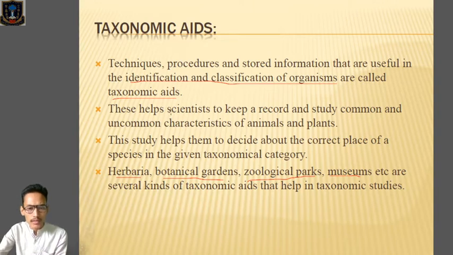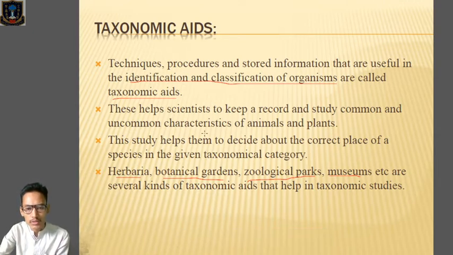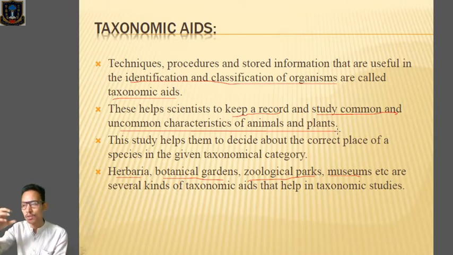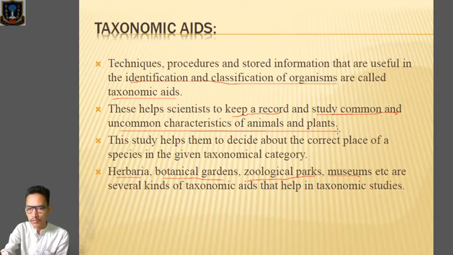Now, the first thing is that scientists are much benefited by the use of these particular taxonomic aids. They mainly use those things to keep the record and study of common and uncommon characteristics of animals and plants. That means by the use of those taxonomical aids we have just mentioned, researchers or scientists collect the information. They keep record of those characteristics which are being studied, which are being identified, of both animals and plants, which can be later used for the identification and classification of organisms.